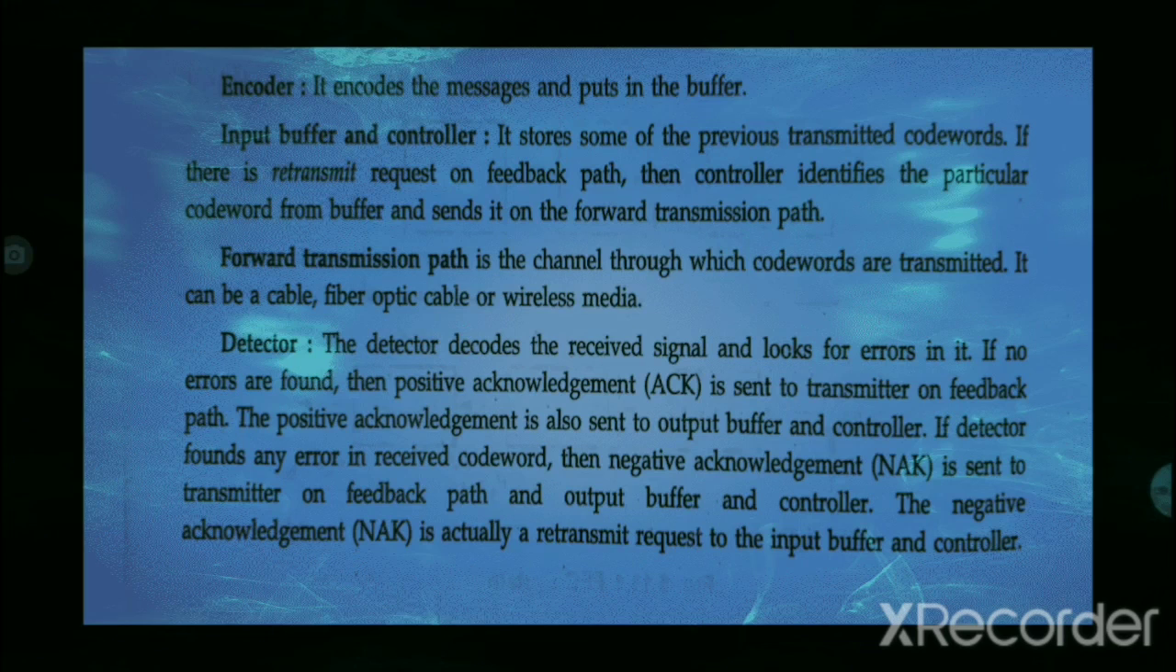Output buffer and controller, it takes code words from the detector and stores temporarily in the buffer. If positive acknowledgement ACK is received, then controller sends the corresponding code word to destination. If negative acknowledgement NAK is received, then controller discards the corresponding code word.